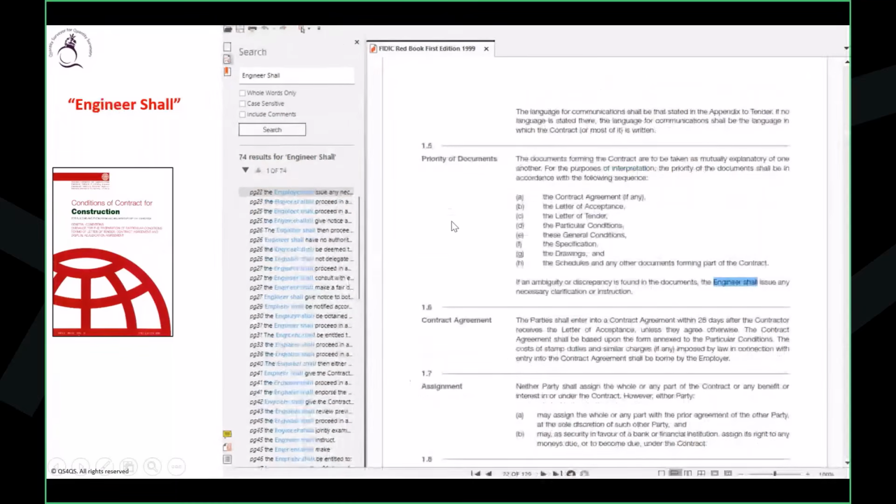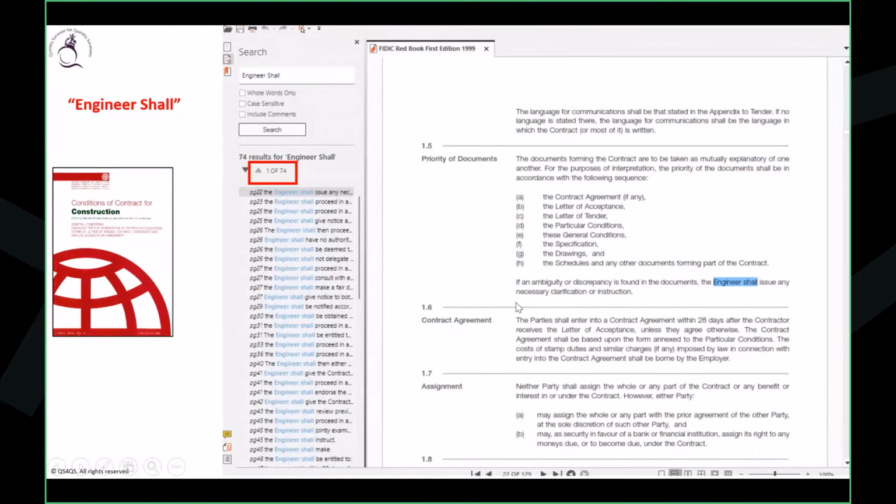Now let's go and see the engineer's sale. How many did we get? 74. So you can see previously 57, here 74. Now ultimately the engineer works under the employer. He is an employer representative. So the employer has the same obligation towards the contractor that the engineer has. So the engineer's obligation is ultimately the employer's obligation, because the contractor didn't sign the contract agreement with the engineer, or you can say the consultant. He signed the agreement with the employer itself.